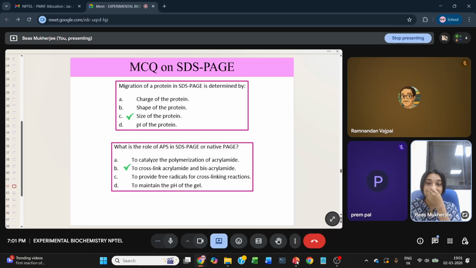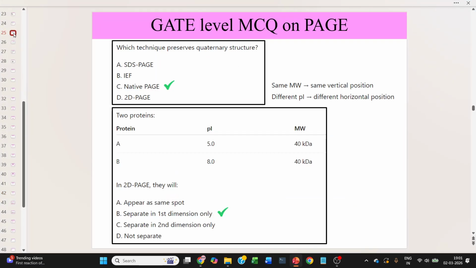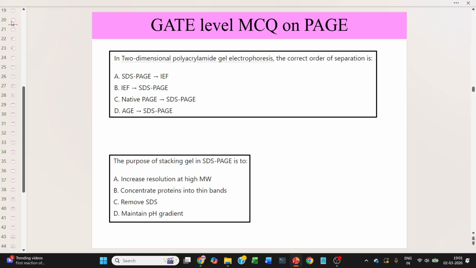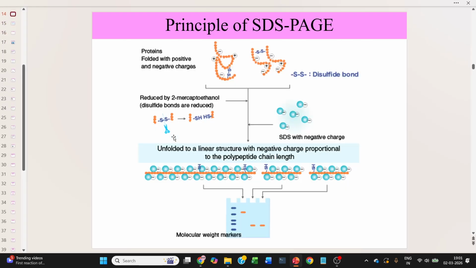Achha. So to cross-link acrylamide and bisacrylamide, it seems SDS is needed. I will have to check this one. To provide free radicals, is it? That's what we read. Okay, so I'll go through this and I'll tell you in the next class. Okay, if you have to go through it. One second.